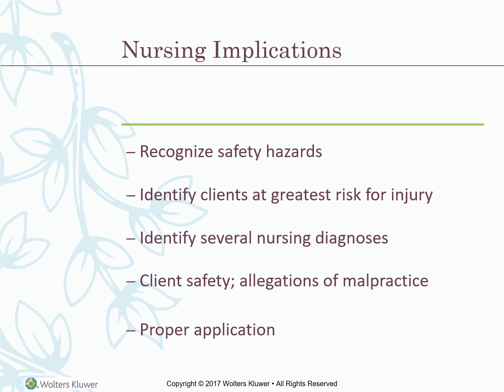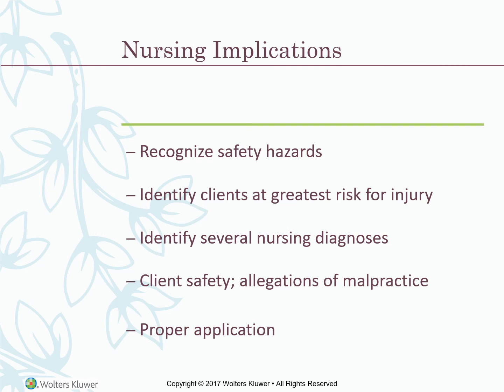Nursing implications. Nurses must recognize safety hazards and identify clients at the greatest risk for injury. Once they gather and analyze the data, they may identify several nursing diagnoses: risk for latex allergy response, risk for injury, risk for trauma, impaired walking, acute confusion, chronic confusion, risk for poisoning, impaired home maintenance. And if you look on page 428, there's a nursing care plan 19.1, risk for injury, that's all written out. So you can take a look at that in Fundamentals.